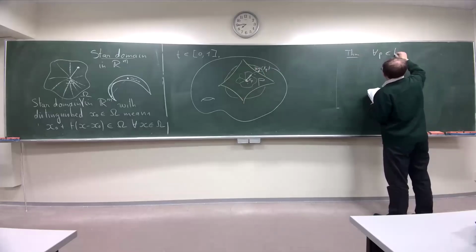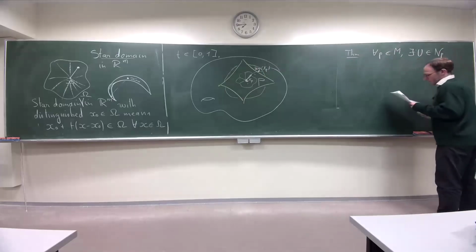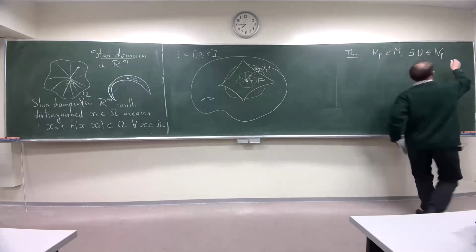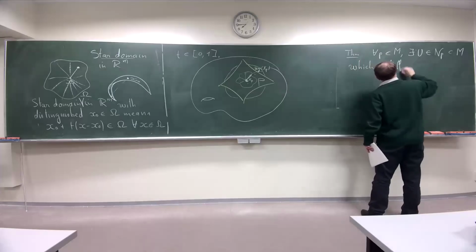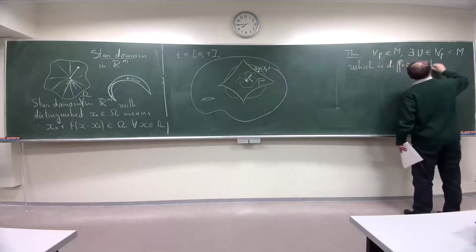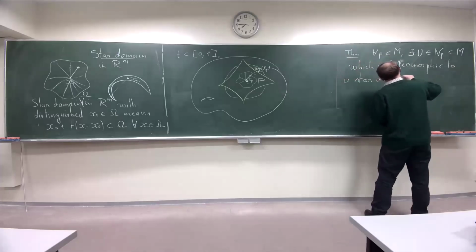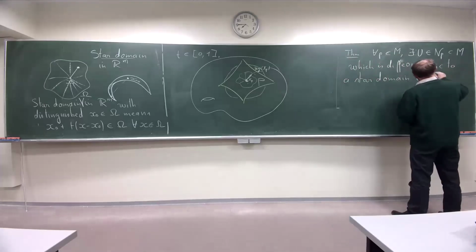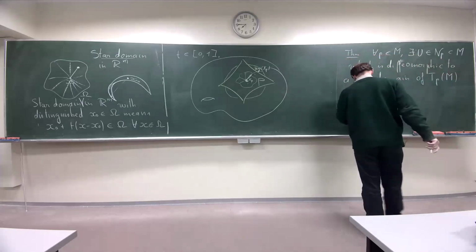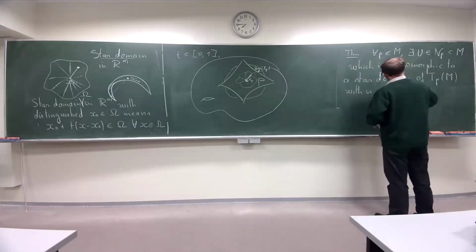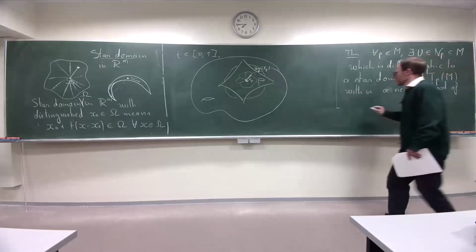For any p belonging to M, there exists a U, a neighborhood of P, in M, which is diffeomorphic to a star domain of Tp of M, which is a neighborhood of the 0.